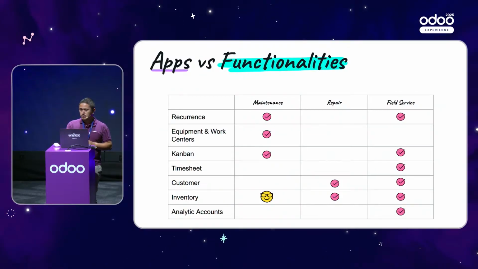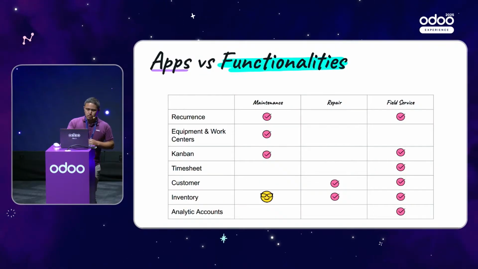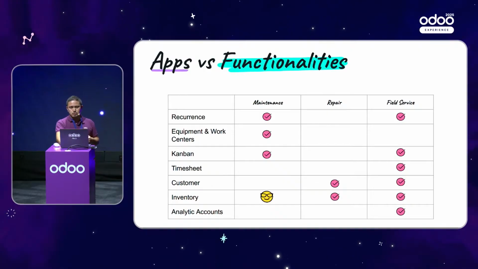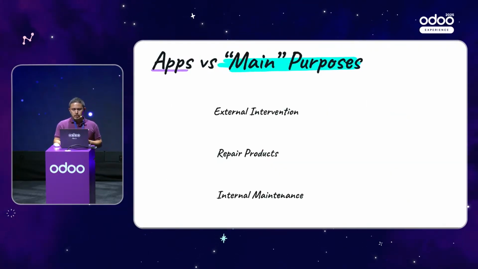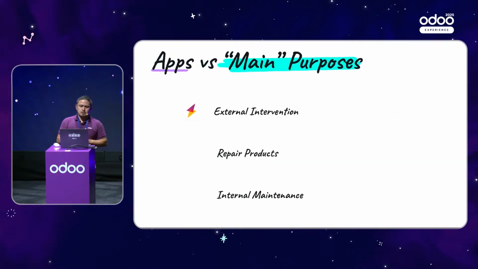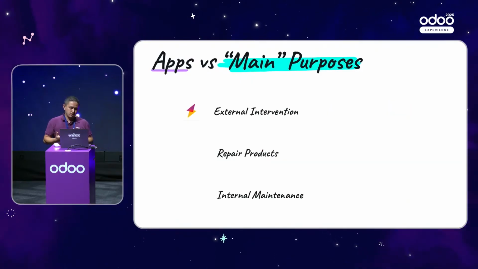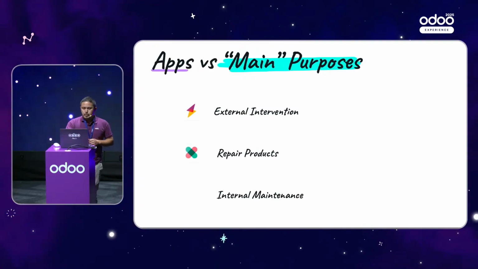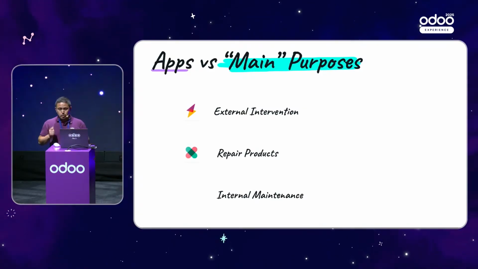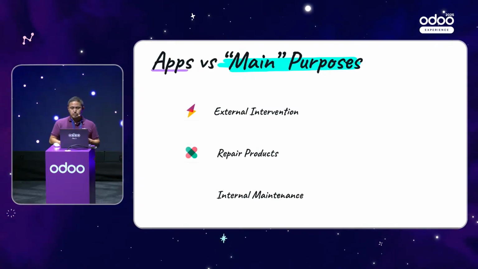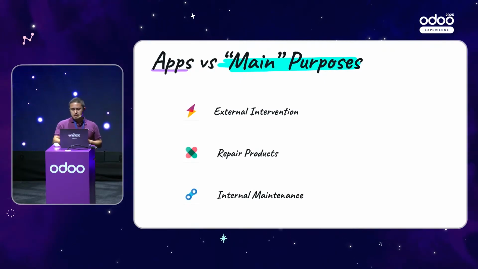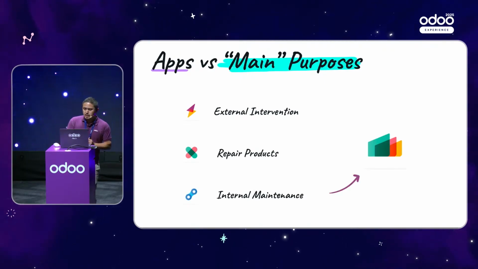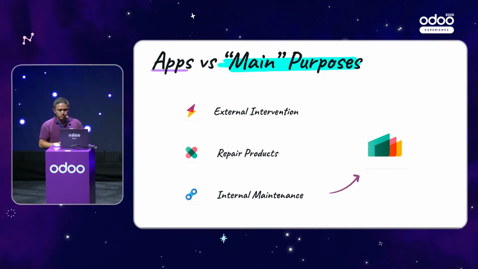And last, analytic accounts: if you want to track costs, you can do it only if you use field service. Okay, so I hope this table helps you if you have a process to implement and you don't know which app to choose. Just to summarize, everything related to external intervention is about field service. Repairs, especially when it comes to products, belong to the repair app. And as I said, for internal maintenance, maintenance is the best app because it's also integrated with manufacturing.